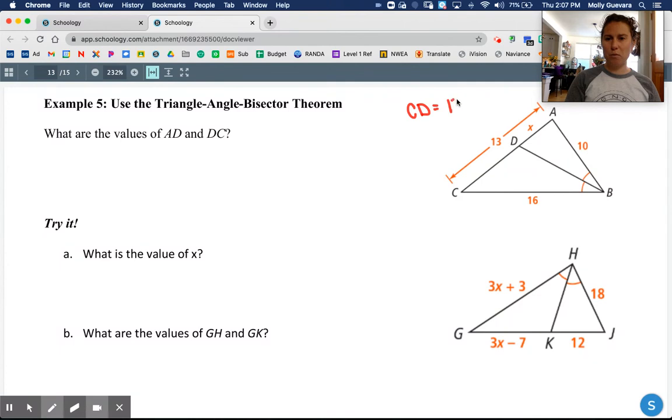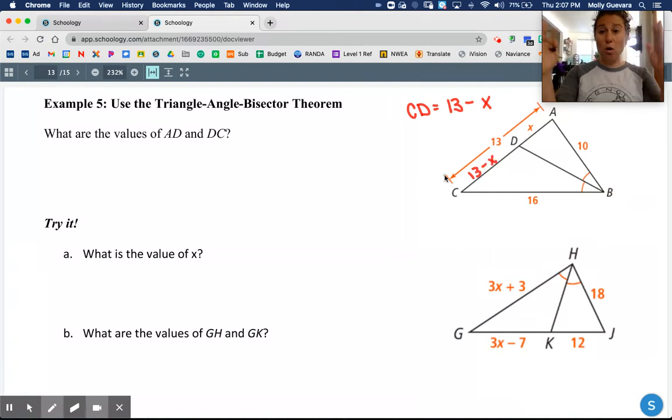Okay, so if this whole length is 13 and this piece is X, then CD has to be 13 minus whatever X is. So this piece right here is 13 minus X. The whole length is 13, you take off the X, and that's what you have left. So it'd be 13 minus X that gives you that last little piece.